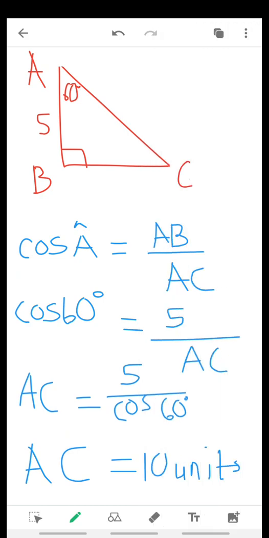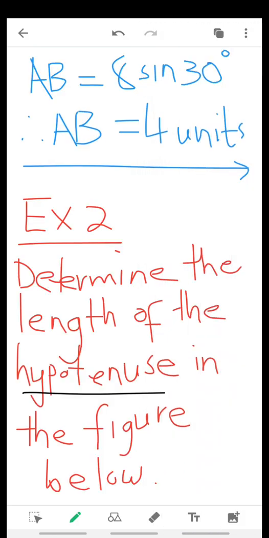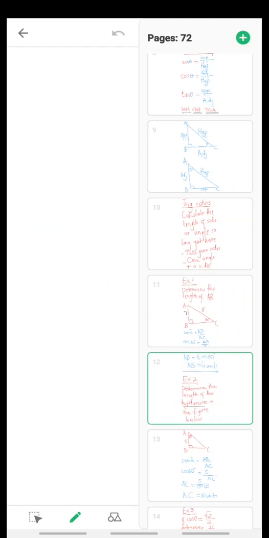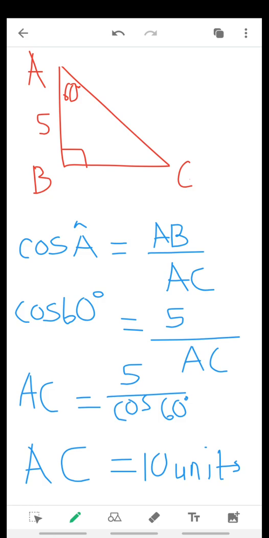We are given angle A, which is 60 degrees. We are given side AB, which is 5 units or centimeters or whatever. And then we are asked to find the side of the hypotenuse. Find the hypotenuse. Now, the hypotenuse in this triangle is AC. Now, let's check. How does the hypotenuse and the given side relate to angle 60 degrees?